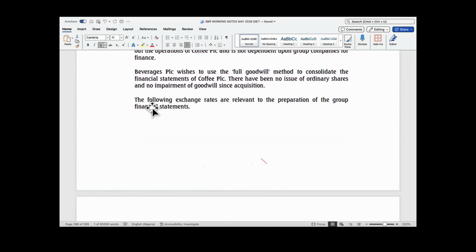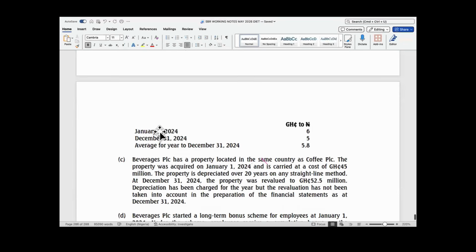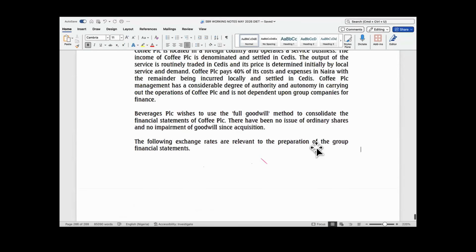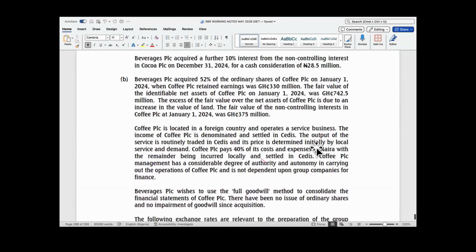I was then told that the following exchange rates are relevant to the preparation of the group financial statement. I was given the opening rates, which is 6 Ghana cedis to 1 naira. I was given the closing rates, which is the rate as at the end of the year, 5 Ghana cedis to 1 naira. And I was given the average rate, 5.8 Ghana cedis to 1 naira. So what am I doing with this additional information B?